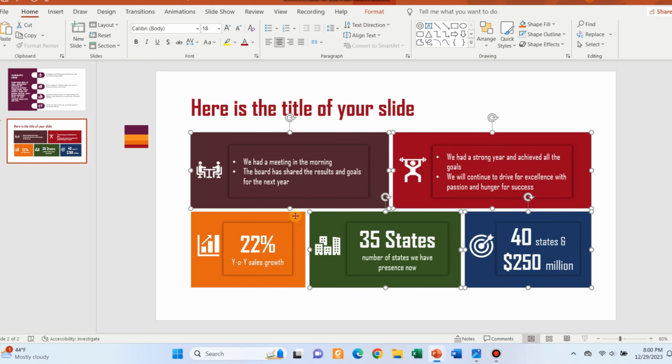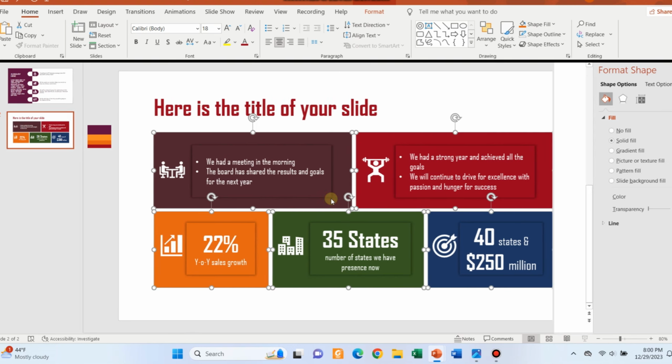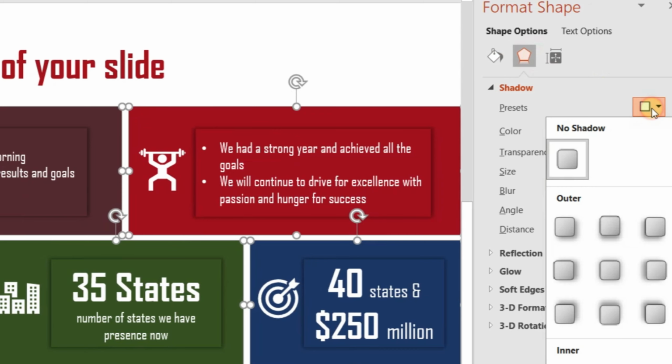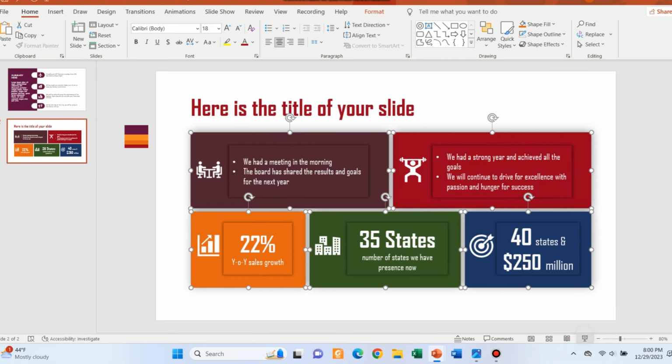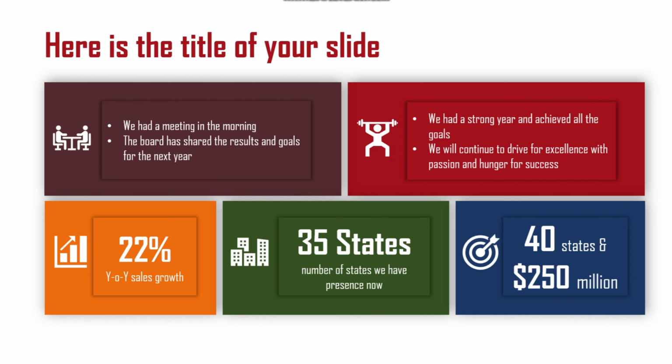Select all the large shapes and right-click. Go to Format Object and add shadow. I have used top right. Change the blur points. Your second slide is ready now.